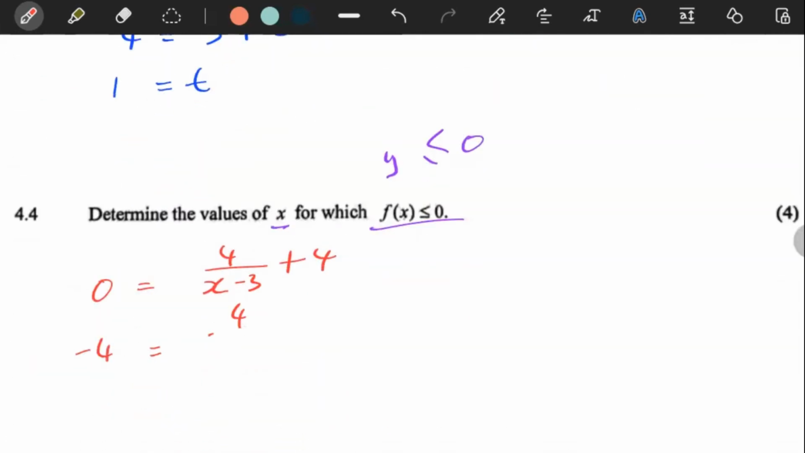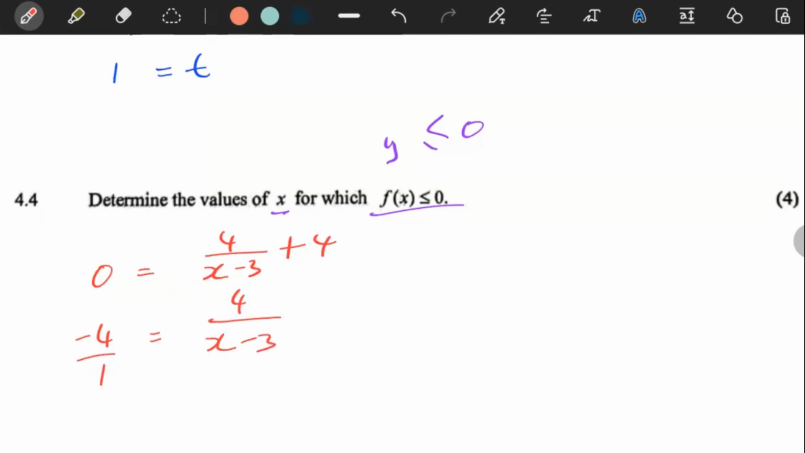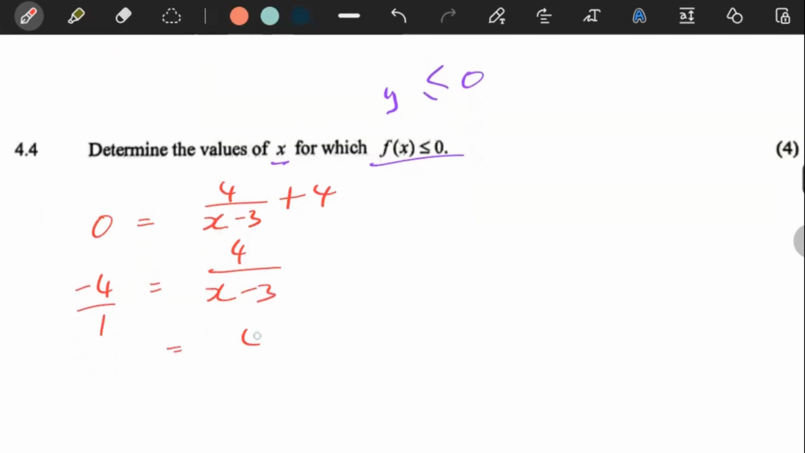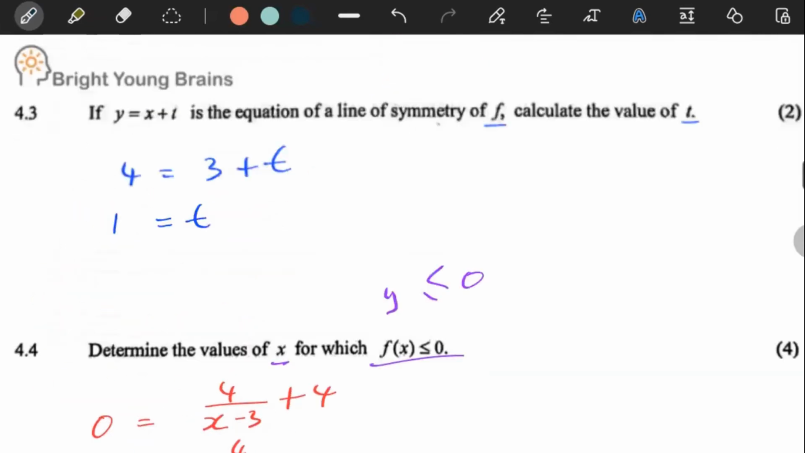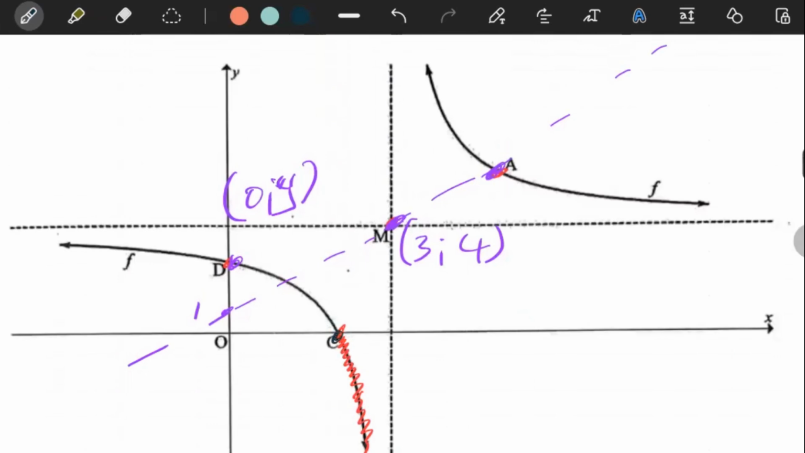But anyways, let's see. 4 over x minus 3, you can put this over 1. Then you can cross multiply: x minus 3, and then you have minus 4x plus 12. And then you have positive 4x on one side. 12 minus 4 is 8, divided by 4 on both sides. Divide by 4, x is equal to 2. Okay, does it make sense? Yes, it does. So between 2 and 3, right?